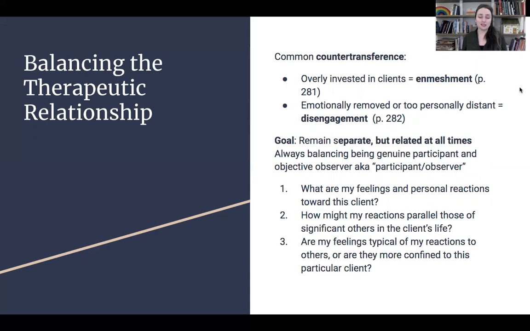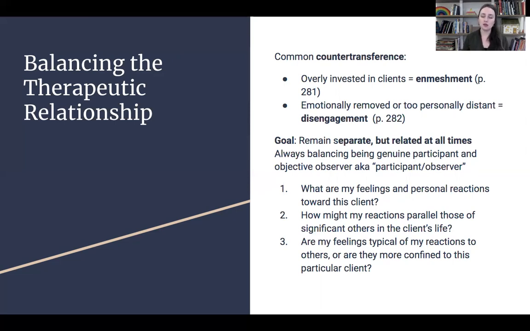And of course, we want to be balancing the therapeutic relationship. When we become overly invested in our clients, this is called enmeshment. When we're too distant, this is called disengagement. Our goal is to remain separate but related at all times. We want to be journeying together with the client. We can't hold their pain entirely, but we can walk with them and we can help them process it. Not only do we want to journey with our client, we want them to know that we will be there journeying alongside them.